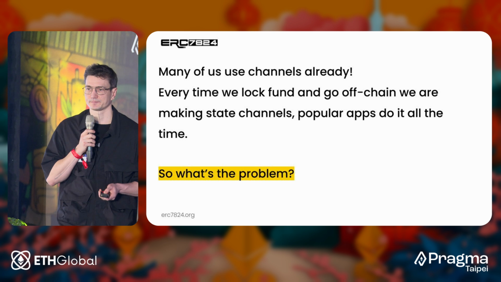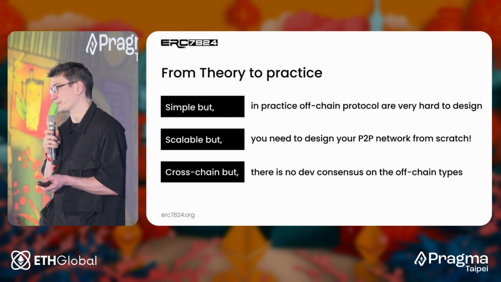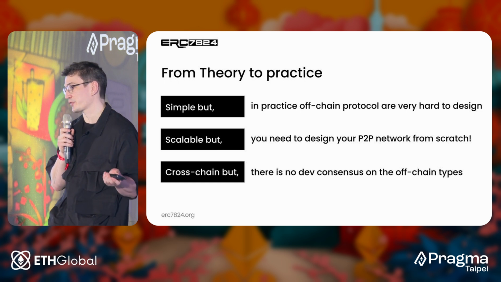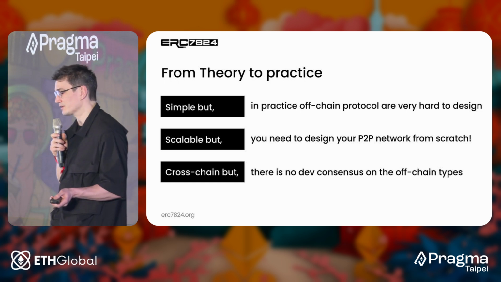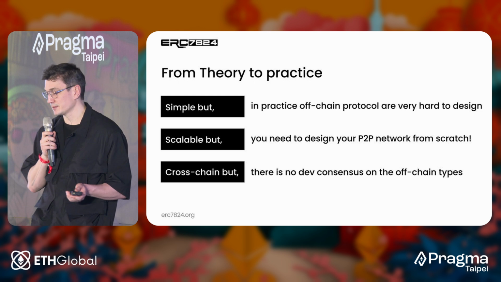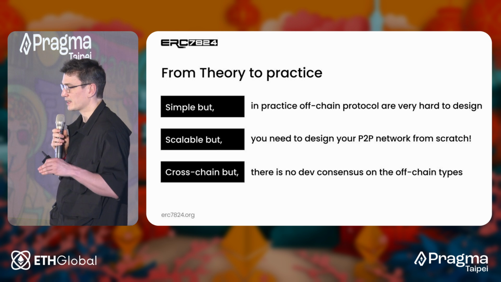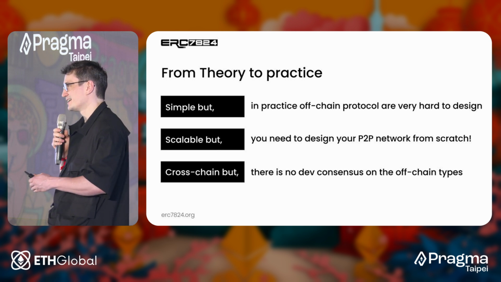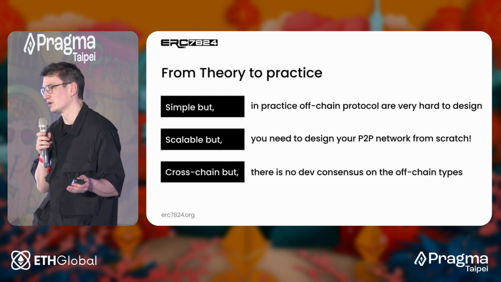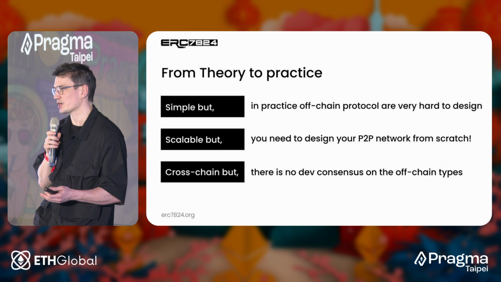So what's the problem? Let's go from the theory to practice. At Yellow, we have been using state channels for 4 years, and we moved from the theory to the practice. And it was a painful journey that I'm here to share. So in theory, they are simple, but in practice, you need to come up with an off-chain protocol, and they are very hard to design. They are nothing like what most of us developers know. It's not like clean RPC. You need to come up with a new off-chain state machine.